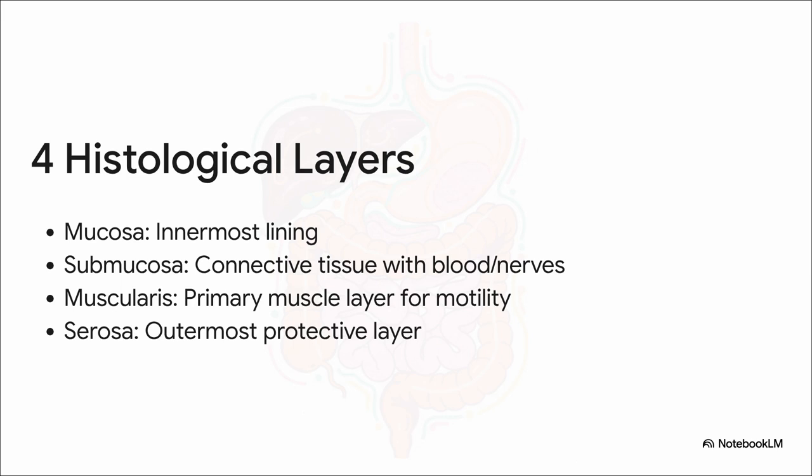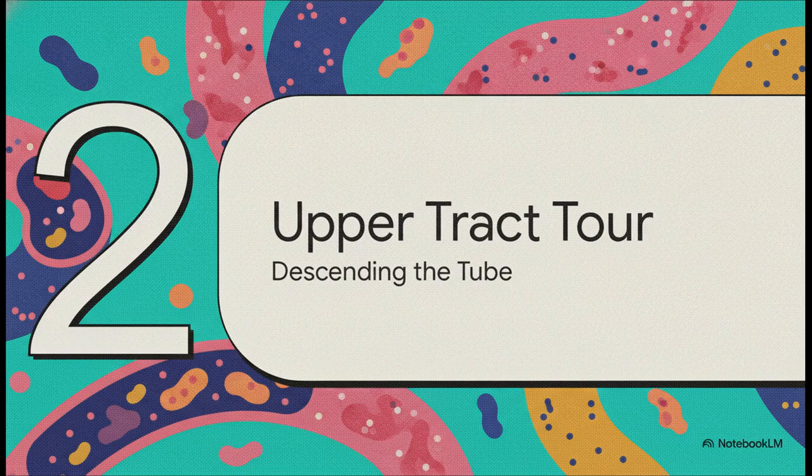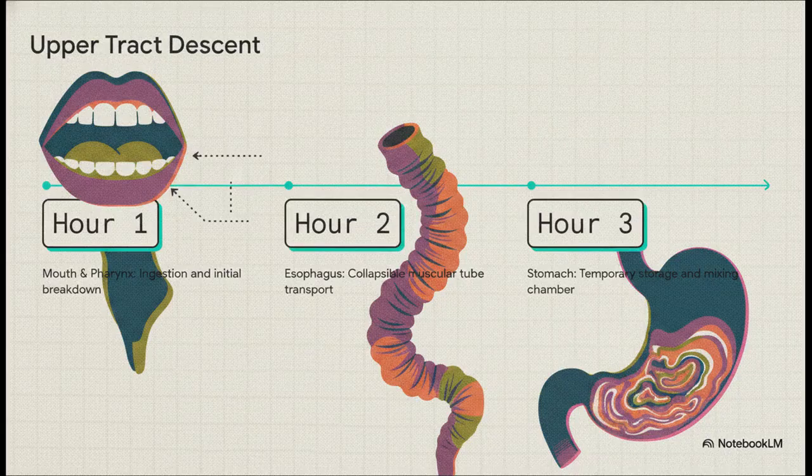Just keep this 4-layer core in the back of your mind because it's a structural foundation for literally everything we're about to review. Moving on to Section 2, the upper tract tour. Using our late-night study blocks, let's map our physical descent from top to bottom. And just to be clear, these are our study hours, not the actual transit time of your dinner.